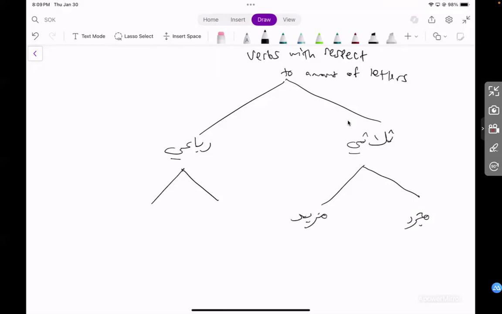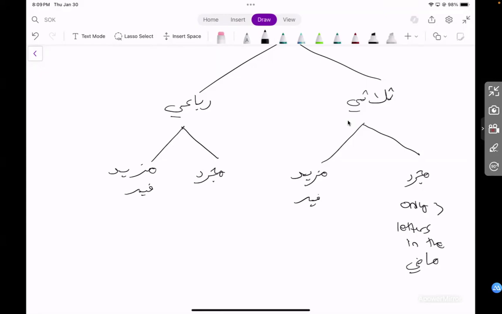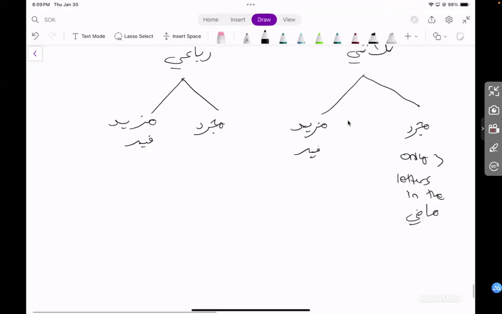Mujarrad means that in the madi of that verb, in the past tense of that verb, there are no extra letters, meaning there's only three letters in the madi. That's it. And mazid fi would be the opposite of that. So same thing here: you have mujarrad, and you also have mazid fi. Let me give you an example.